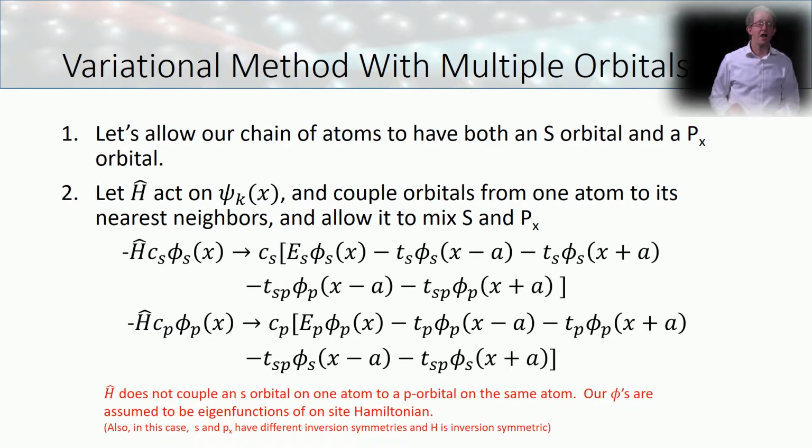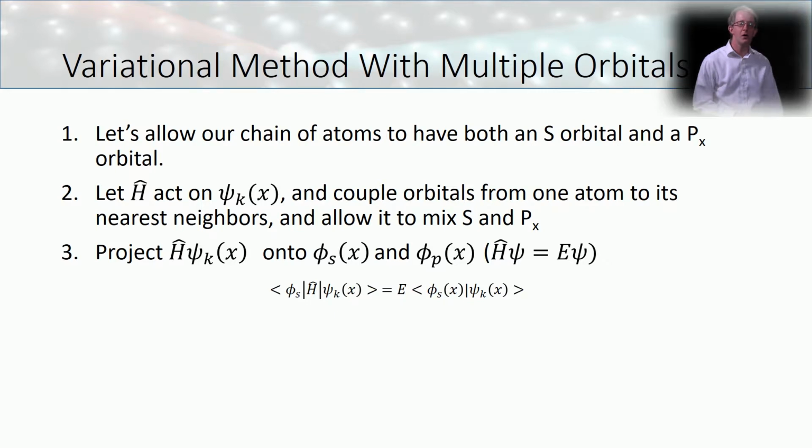A couple of things to note about this. First, our Hamiltonian does not couple an s orbital located on one atom with a px orbital located at the same point. We are assuming that our phi's, our orbitals, are eigenfunctions of the on-site Hamiltonian, so that they're orthonormal. They're orthogonal to each other. Our Hamiltonian does not mix them. Also, in this case, s and px have different inversion symmetries, and H is inversion symmetric, so it can't actually mix them on the same orbital. So we have symmetry constraints that prevent the s and the px orbital from mixing, given our atomic Hamiltonian. Okay, different ways of saying the same thing.